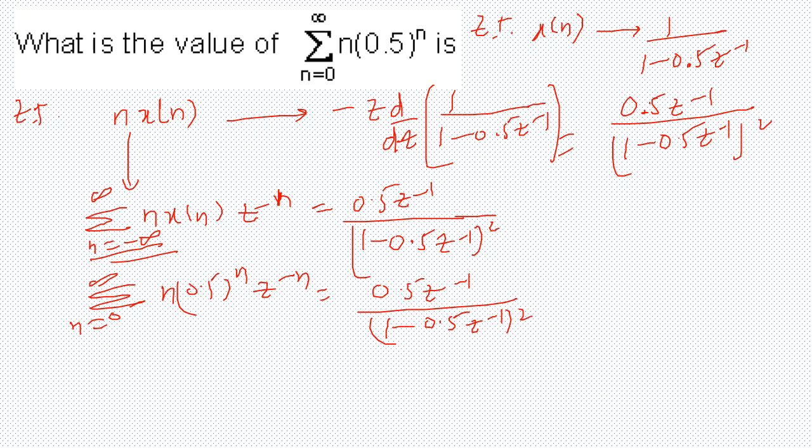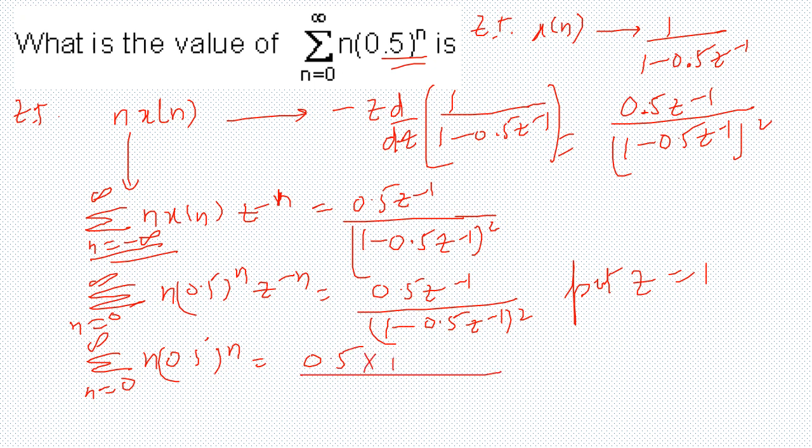Now to make this expression as this, you can substitute z equal to 1. So we put z equals 1. If you put that, then you get sigma n equal to 0 to infinity n 0.5 power n is equal to, now you put 1 here, so you get 1 inverse, which is 0.5 over 1 minus 0.5 into 1 whole squared. So this is 0.5 over 0.5 whole squared, which is 1 by 0.5, which equals 2. So what you get is 2 as your answer.